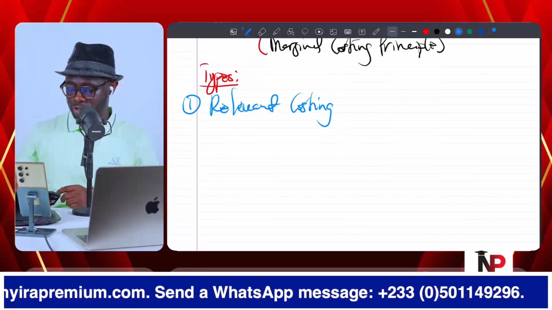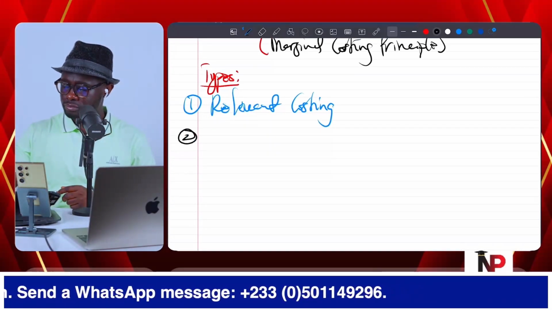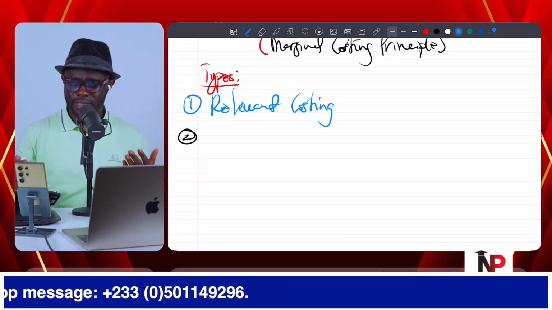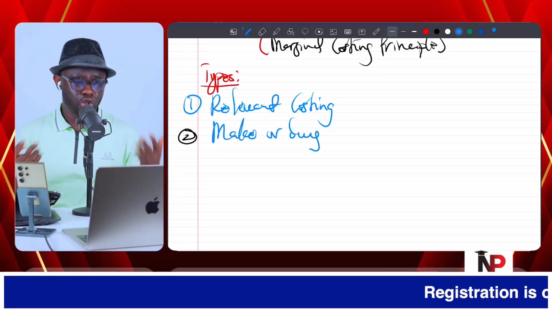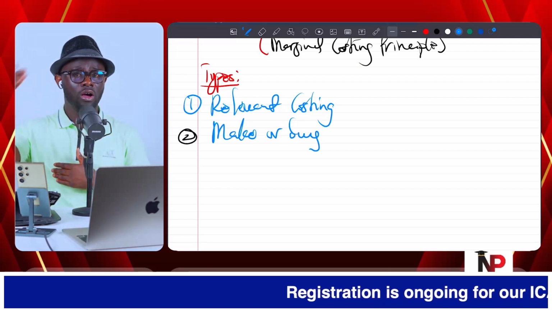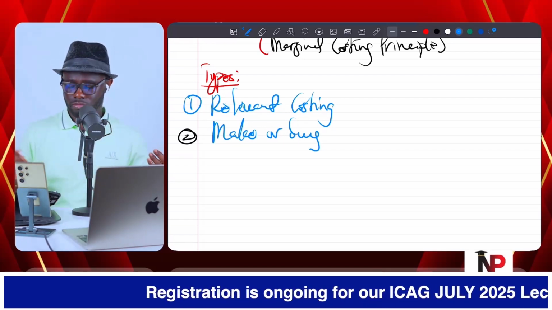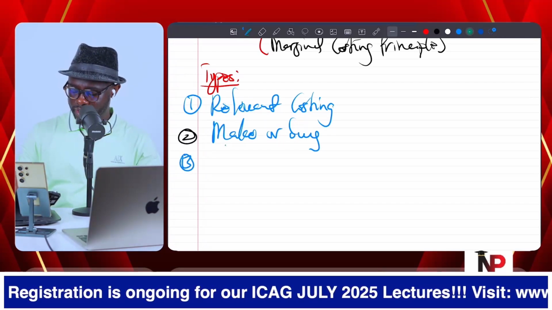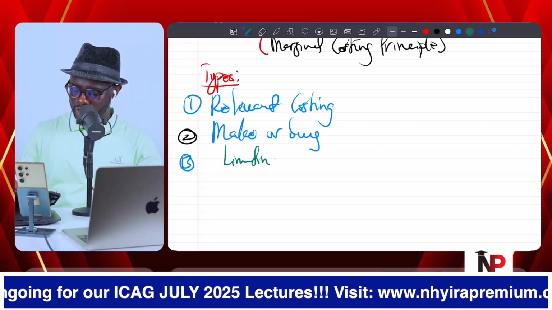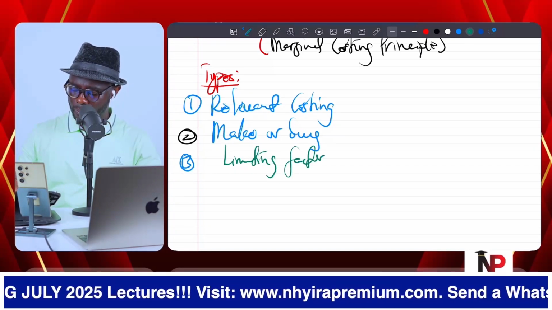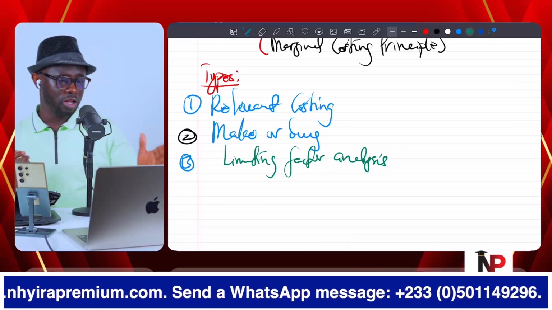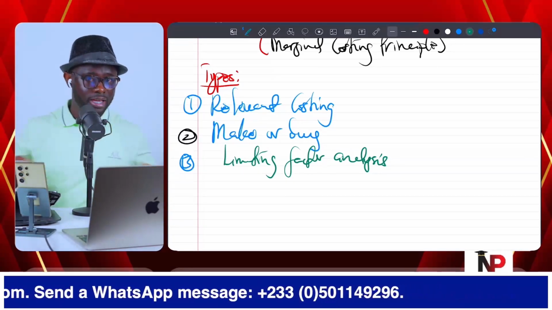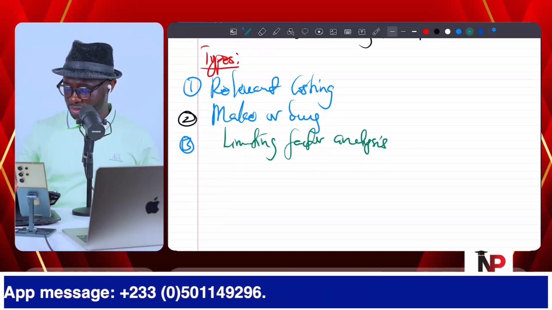So relevant costing. Number 2 is to talk about whether the entity should make a product in-house, which was what came last semester, make or buy. Should we make the product in-house or buy it from the outside? Number 3, limiting factor analysis. How do we use the limited resources in order to maximize our profit? So limiting factor analysis is important. We must know about it.